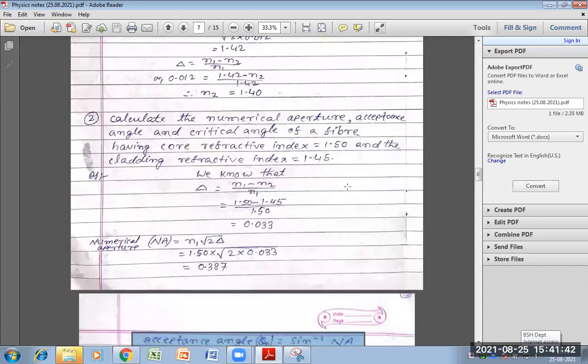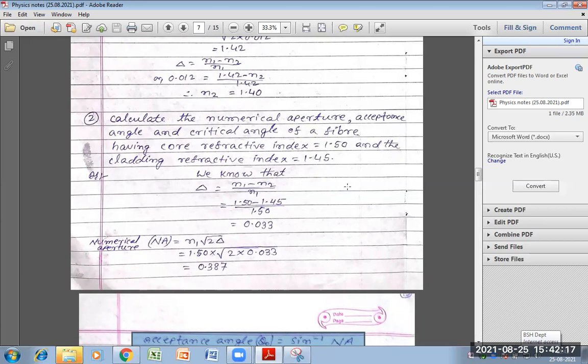सेकंड क्वेश्चन में मेन कॉन्सेप्ट को समझना होगा। कॉन्सेप्ट, what parameters are given and what parameters we have to calculate. In this question, means in second question, parameters like core refractive index is given and that is equal to 1.50, and cladding refractive index is given here and that is equal to 1.45. And the measurement parameters are numerical aperture, acceptance angle as well as critical angle.